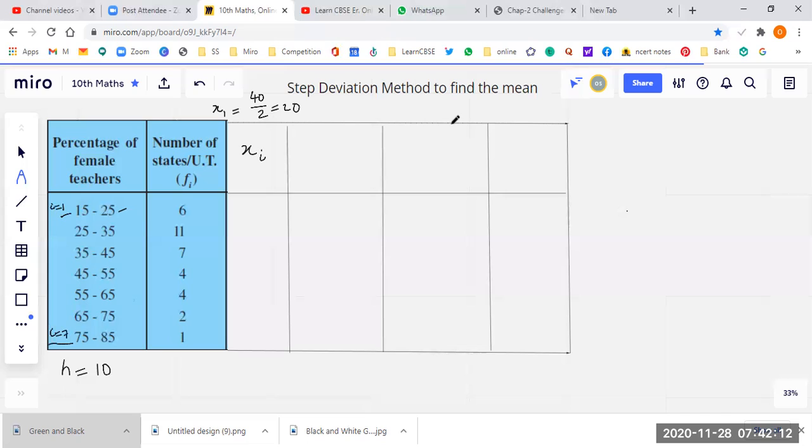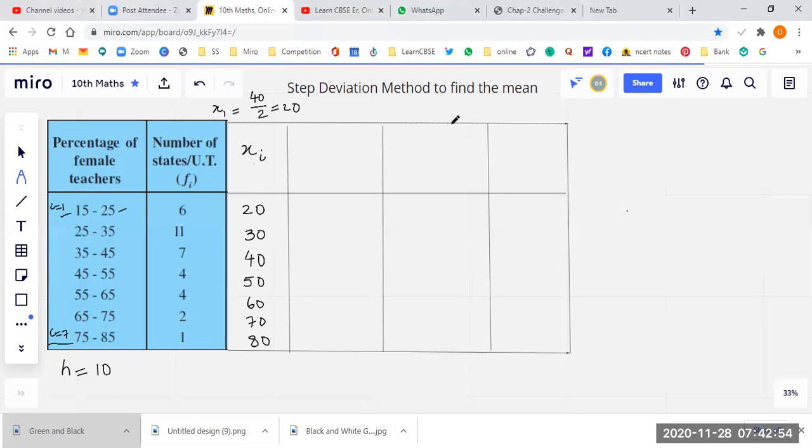Okay. So guys, first we find out xi. We know this is the mean or midpoint, that is 20. Simply add h to this and you will get the midpoint, 25 and 35. Similarly, you can quickly complete this. This is 40, this is 50, and then you have 60, 70 and 80. So you are done with the xi.